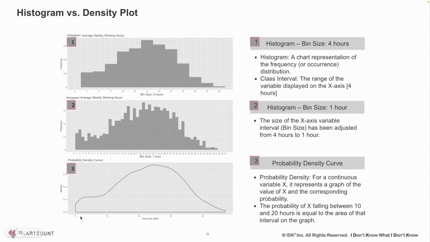minutes or 1 minute transforms our histogram into a smooth curve known as probability density function. This continuous curve illustrates the likelihood of different work hour ranges, a concept now widely utilized in business analytics for better data insight.